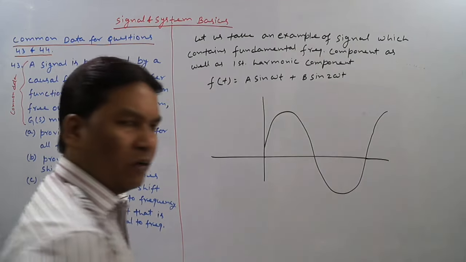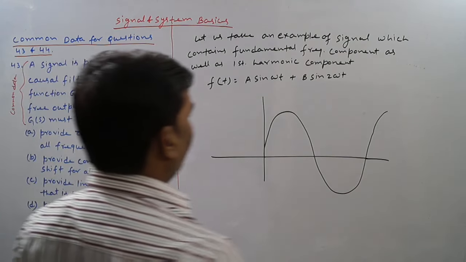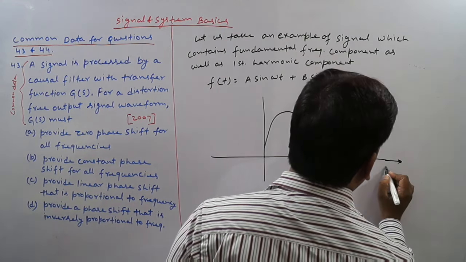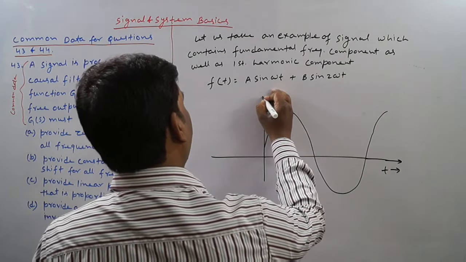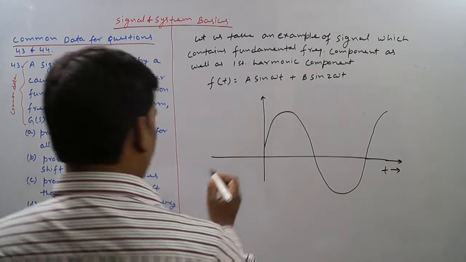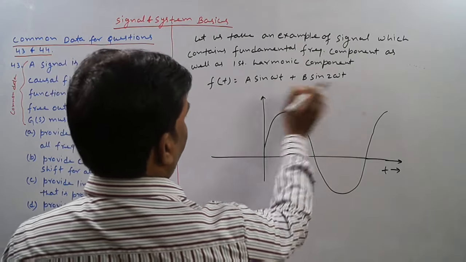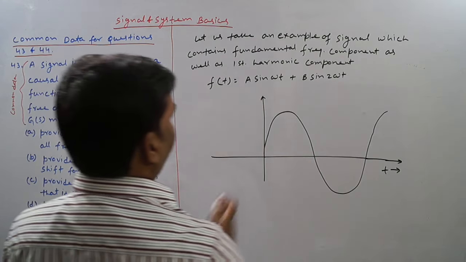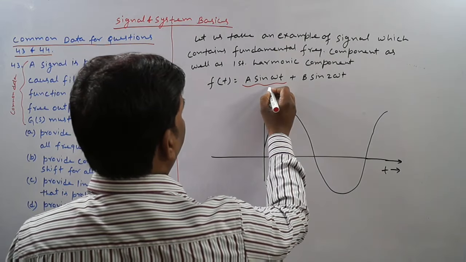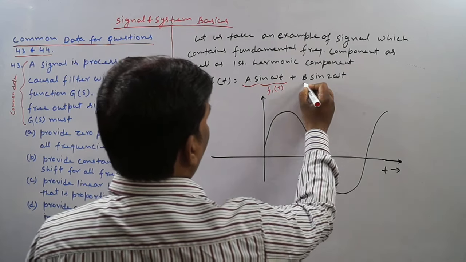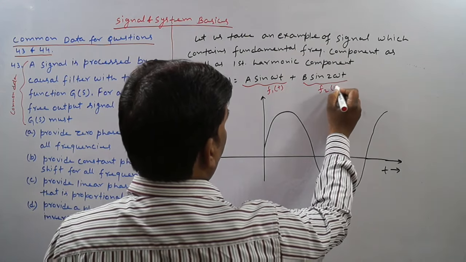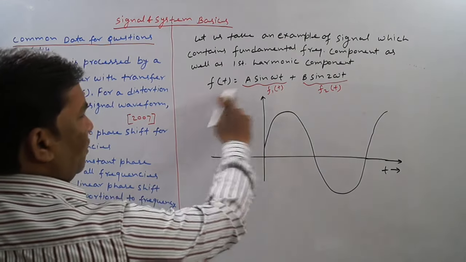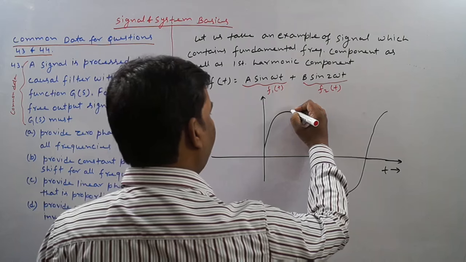this is the fundamental component. If we draw the graph for this component, suppose this is time t. Suppose this is f1(t) and this is f2(t). So this f(t) consists of 2 components, f1(t) and f2(t), and this one is f1(t).